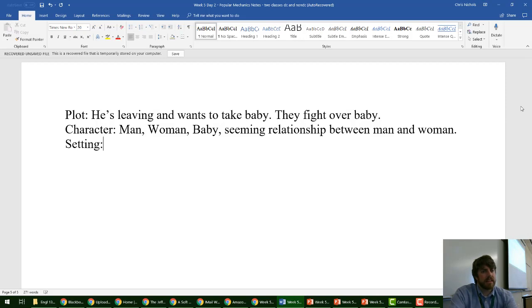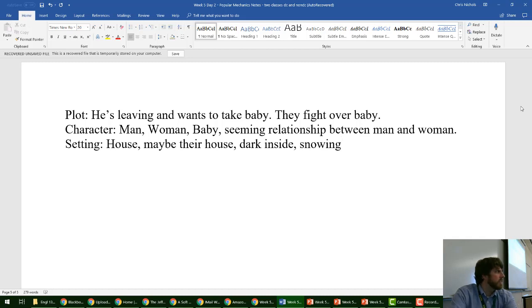Setting. So what's the setting? It's a little harder to figure out, I think. It's a house. Probably their house. Maybe their house. Do we know anything about the house? No, it has a window and it's snowy outside. Dark inside, snowing outside, or it was snowing outside. Snow melting outside. Probably early spring. Maybe getting warmer. Yeah, perhaps early spring. Or they're in Texas and there's no telling.